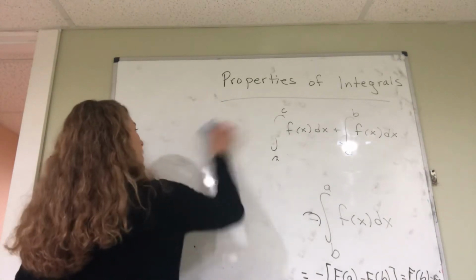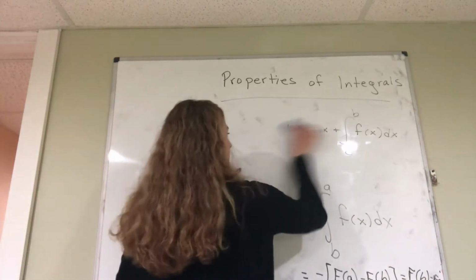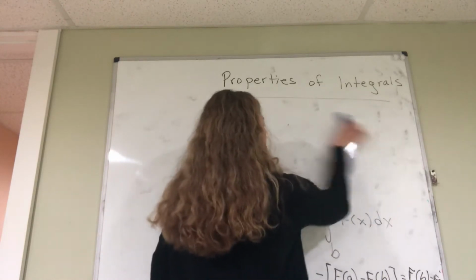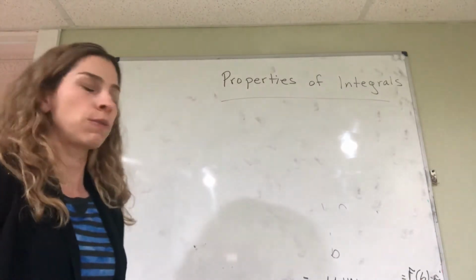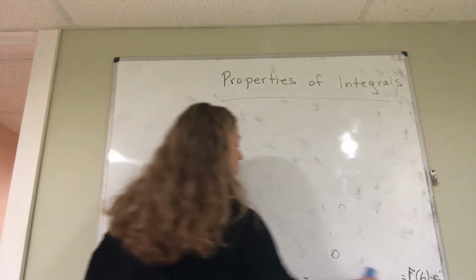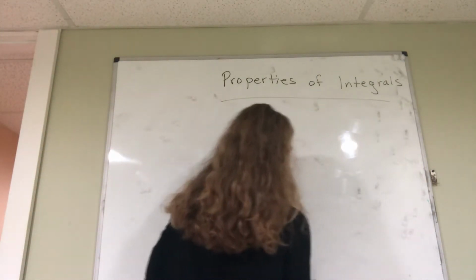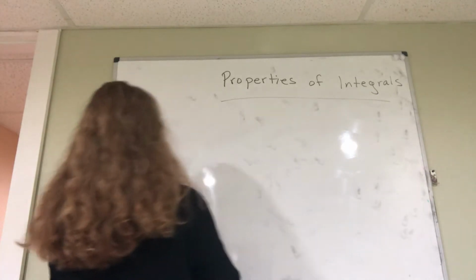So the first part of the fundamental theorem of calculus tells us that instead of taking the limit of the Riemann sum to find the area under the curve, all we have to do is find the antiderivative. Okay? This is part 2 of the fundamental theorem of calculus. So this property is very important.